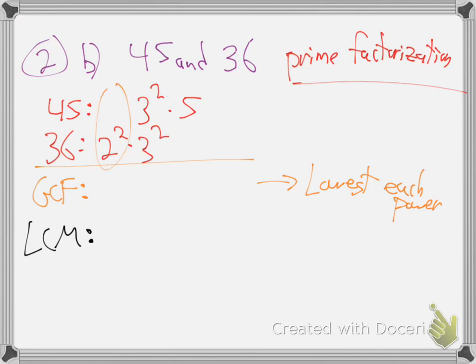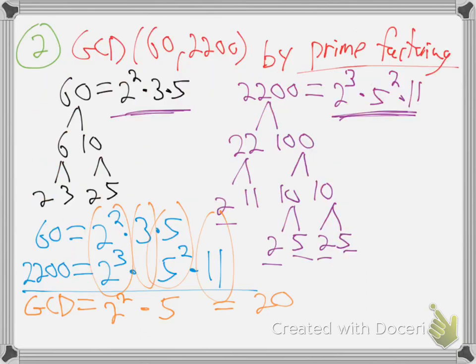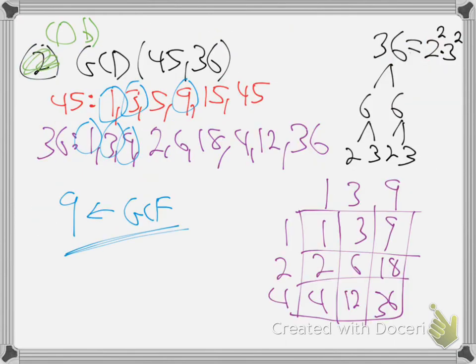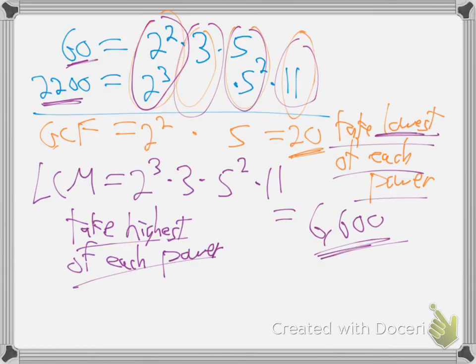So when it comes to 2s, what's the lower amount? None. Right? The 45 has none. So that's the lower amount. We take none of those. When it comes to 3s, it's just 3 squared. They're the same. When it comes to 5s, what's the lower amount? None. Again. So that's it. GCF is just 9, which we already found back over here, didn't we? Yeah, 9. 9 was the GCF. This way was harder, huh? Intersection of sets, right? Let's go back to this LCM.